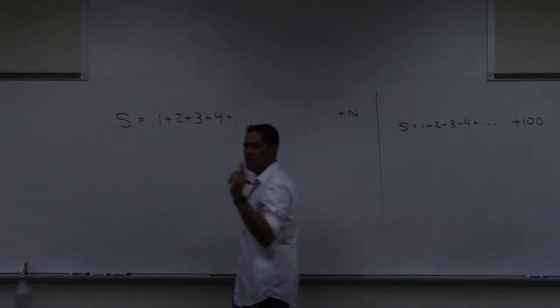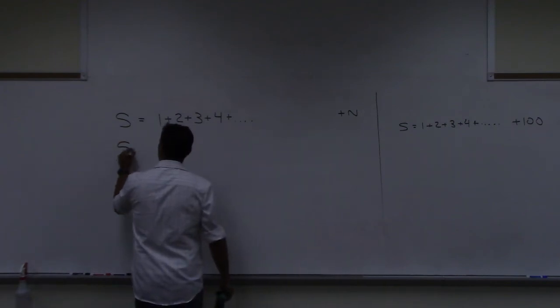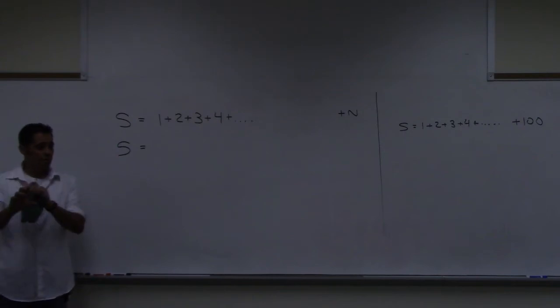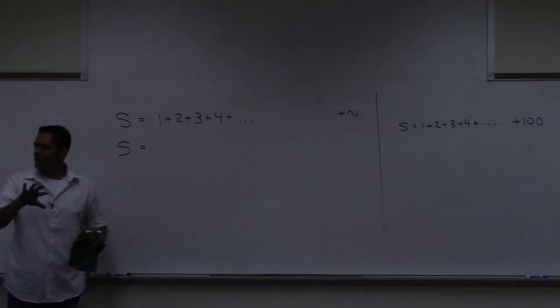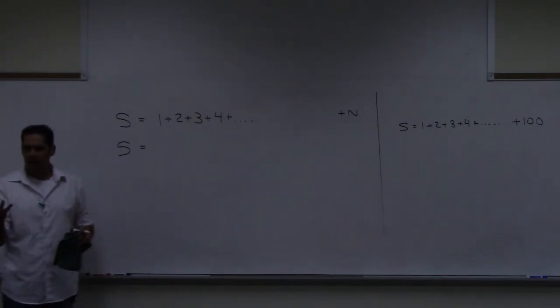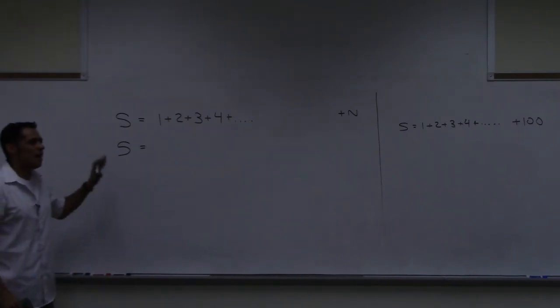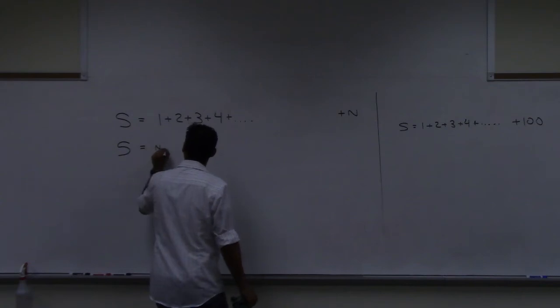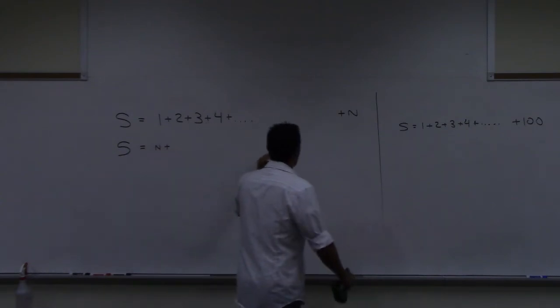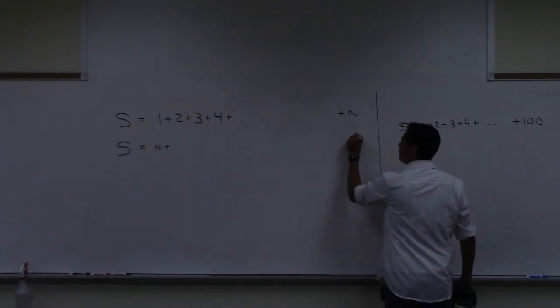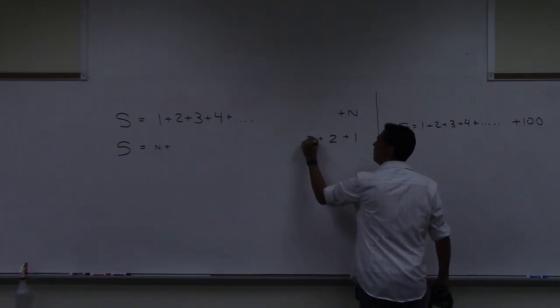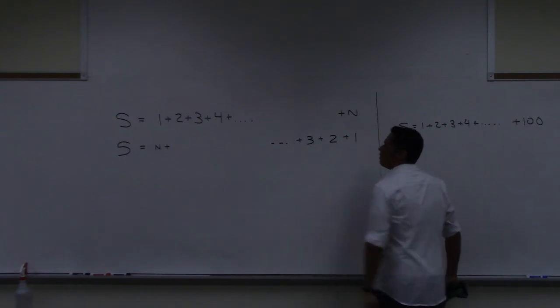So Gauss said this. I could write S down, and because it's addition, it does not matter what order I go in. Like 2 plus 3 is the same as 3 plus 2. Order doesn't matter with addition. So Gauss said, I'm going to rearrange it backwards. This is n plus dot, dot, dot. And then what's the last number here? 1. What's the number in front? 2. The number in front of that? 3, and it keeps going, right?